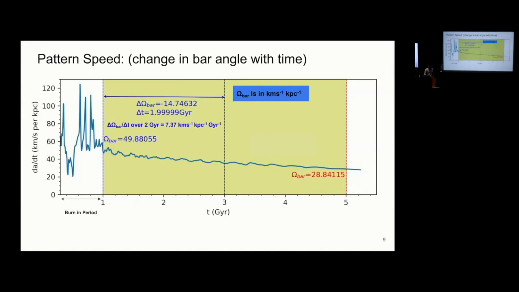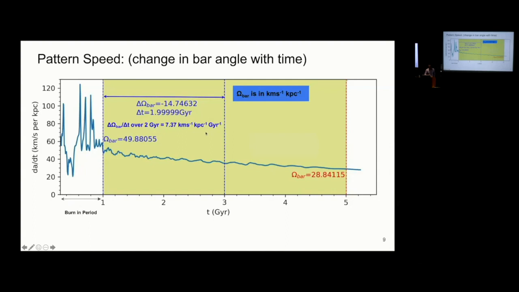So here I have plotted the change in bar angle with time, the pattern speed over time. We are neglecting the first 1 gigayear, which is the burn-in period where the bar is still taking shape. Within the first 2 gigayears, we can see that the pattern speed of the bar has a rate of change of 7.37 kilometers per second per kpc.